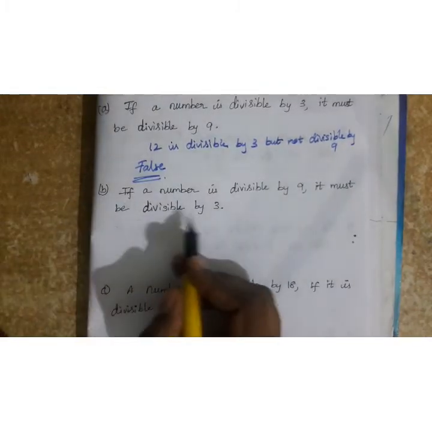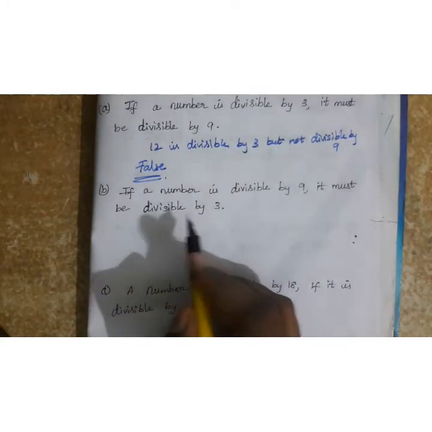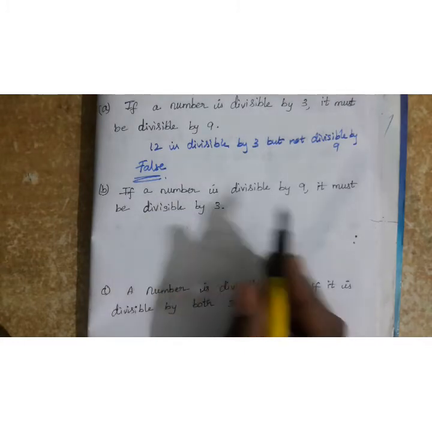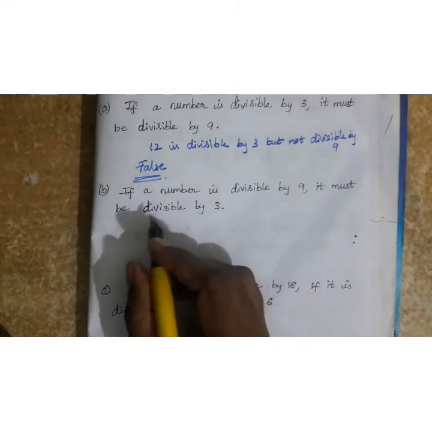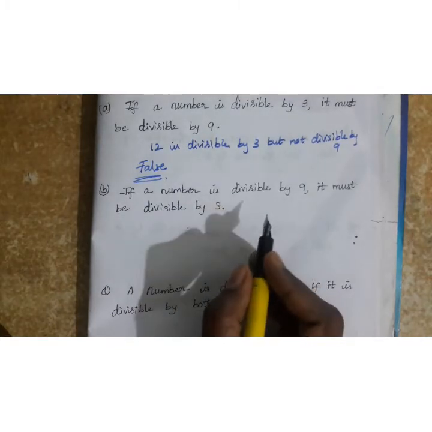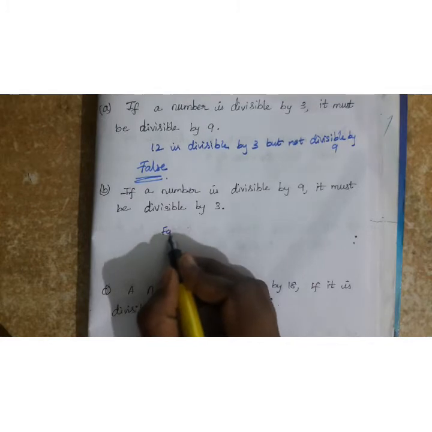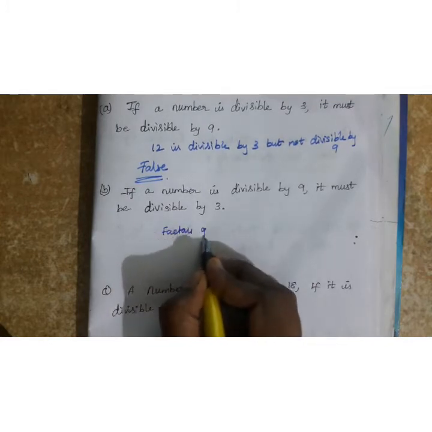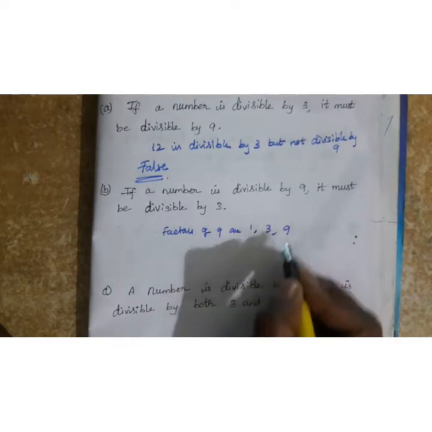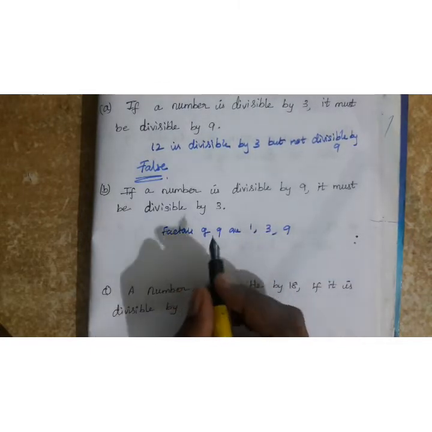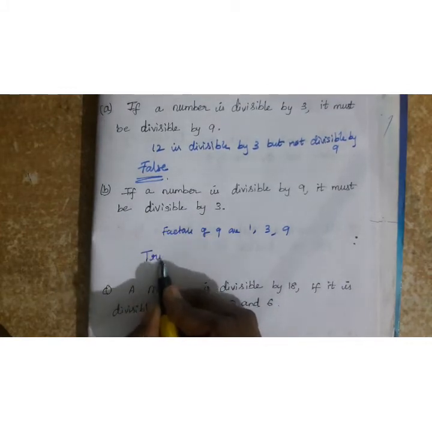B part. If a number is divisible by 9, it must be divisible by 3. We know that if a number is divisible by another number, it is divisible by its factors. So if a number is divisible by 9, it will be divisible by factors of 9. Factors of 9 are 1, 3, 9. So the number will be divisible by 3. So the statement is true.